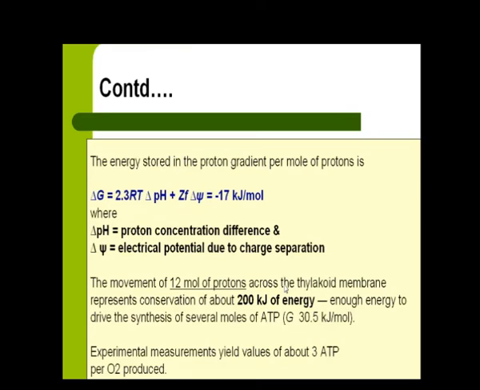The movement of 12 moles of protons across the thylakoid membrane represents conversion of about 200 kilojoules of energy, enough energy to drive the synthesis of several molecules of ATP. That is what is being said.